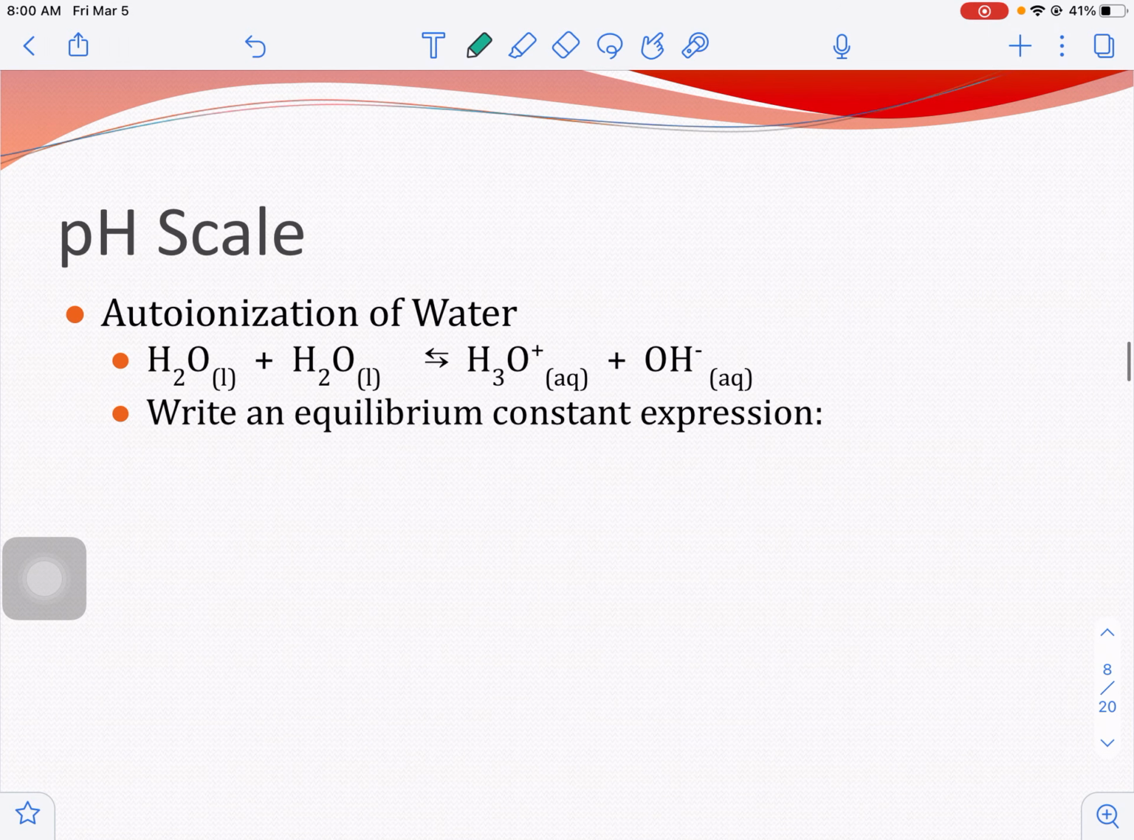Now comes the pH scale. And this is where I don't know how much you all did with Mr. Kuhn, so we'll see. We'll just kind of do the basic pH scale, and then we'll finish it on Monday.